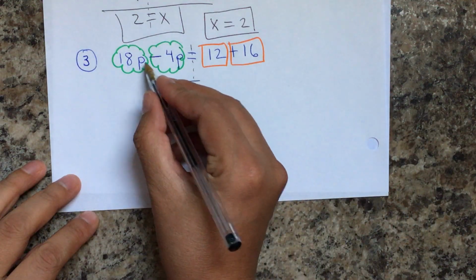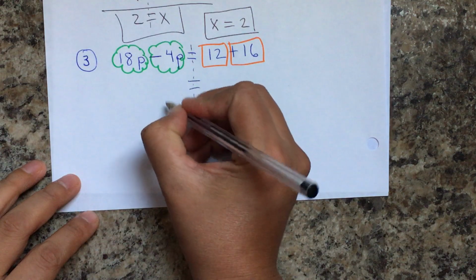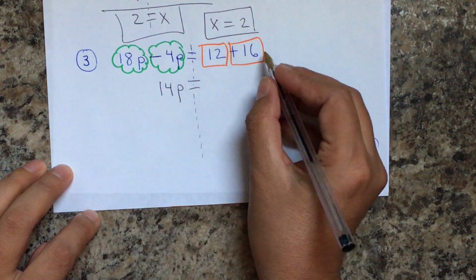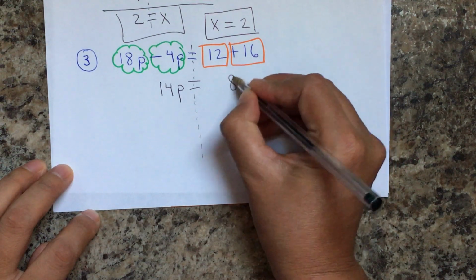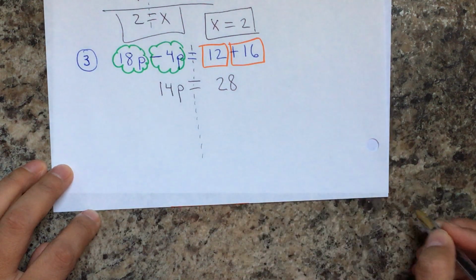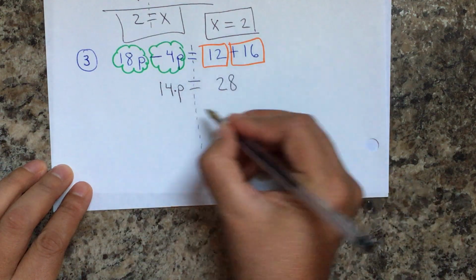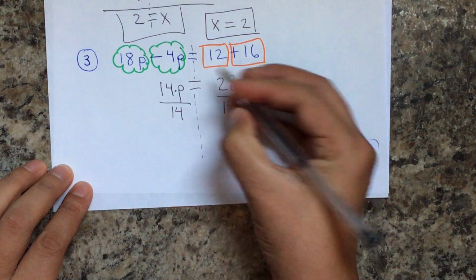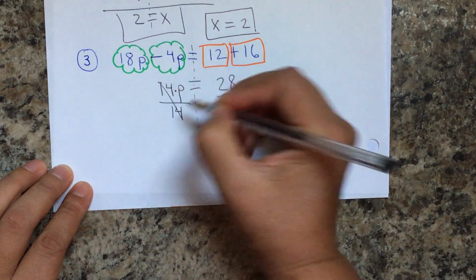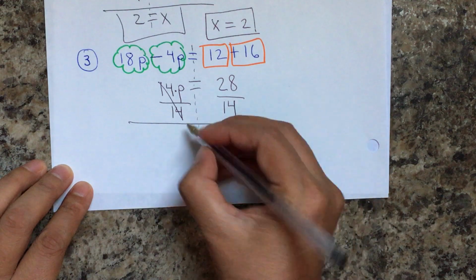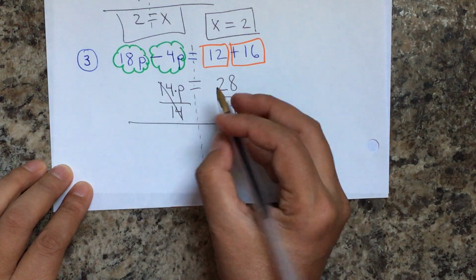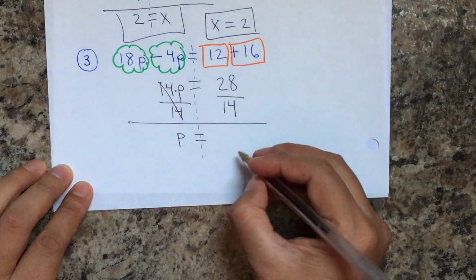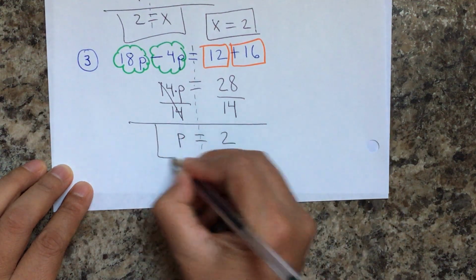And so 18p minus 4p equals 14p. 12 plus 16, well, 6 plus 2 is 8, 1 plus 1 is 2, so it's 28. If we're multiplying, the opposite is to divide. Remember that in division and multiplication, we keep the same sign, okay? That way, positive divided by positive is positive. p equals 28 divided by 14, that equals 2.